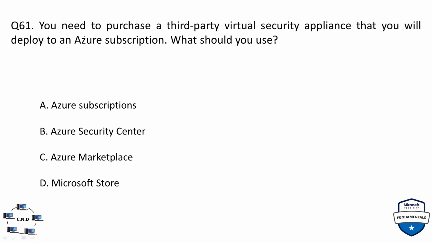So the question is that you need to purchase a third-party virtual security appliance that you will deploy to an Azure subscription. What should you use? And the options are A. Azure subscriptions, B. Azure Security Center, C. Azure Marketplace, and D. Microsoft Store. And the correct option is the Azure Marketplace.